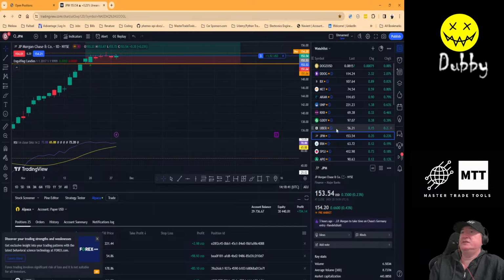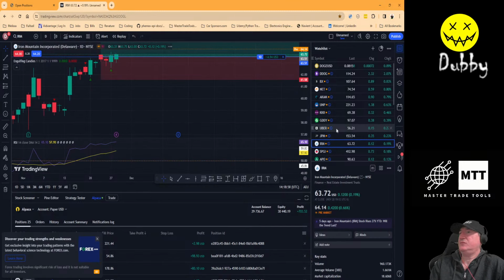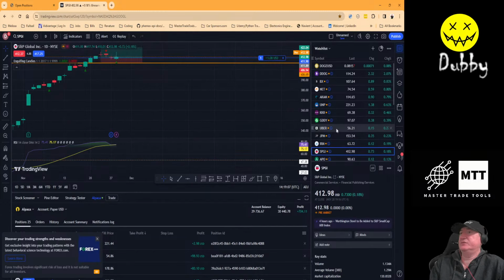JP Morgan, it's in our red range, but it looks like it's about to come out of it. Actually, given the pre-market movement, it's out of our red range, and now it's into our actual profit range. Let's see, IRM, Iron Mountain, it's in our profit range, but got quite a ways to go before it gets to our take profit point. This one is right on the cusp of our profit range and our red range.